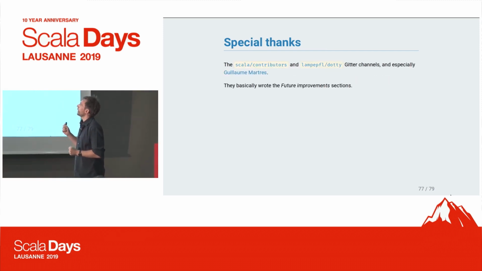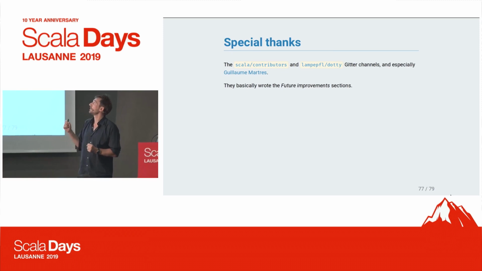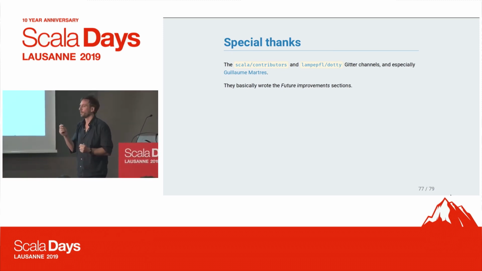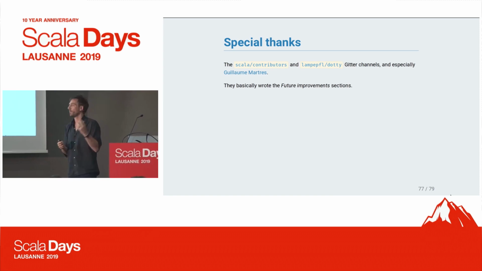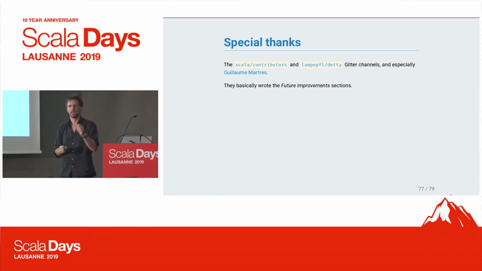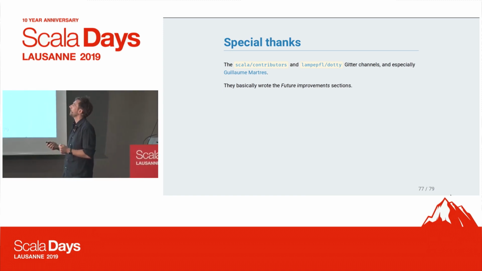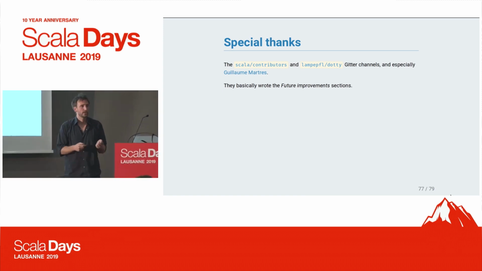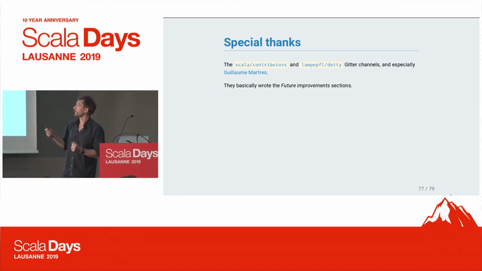I wanted to thank the Scala contributors and Dotty GitHub channel, especially Guillaume Martres. I don't know whether he's here, but he's basically written all of the future improvement sections. He's basically a living database. Whenever I ask something like, but how does that work? Oh, not a problem. Here, publication. Here, ticket. Here, merge request. 5 seconds. He knew the URLs by heart. I don't know how he does that. He's really quite impressive. But if you're wondering about Scala weirdness in the language or how these weirdnesses are going to be fixed in the future, these 2 GitHub channels are really, really great.